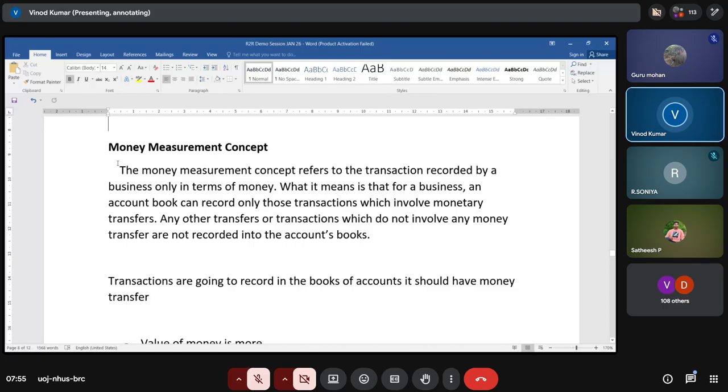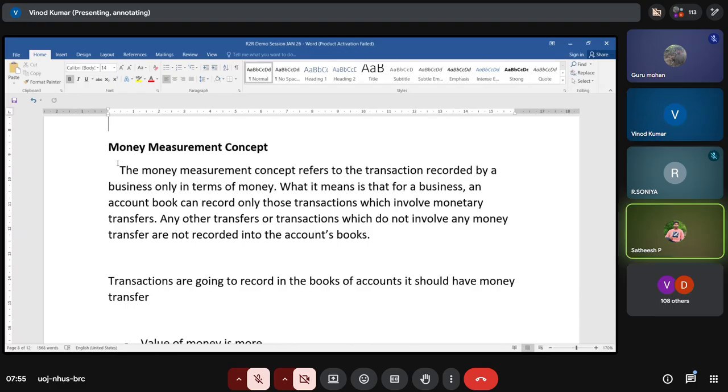Any doubts? No, it's clear. So this is about the money measurement concept.